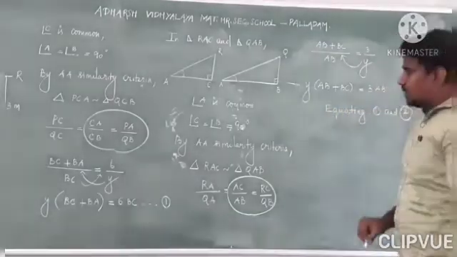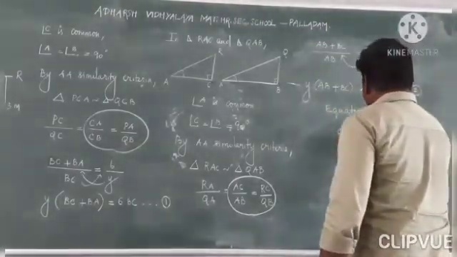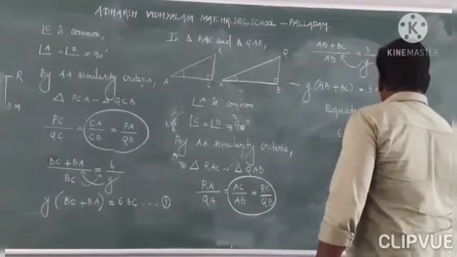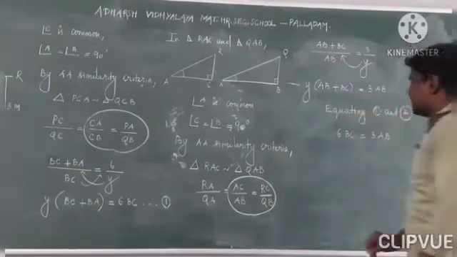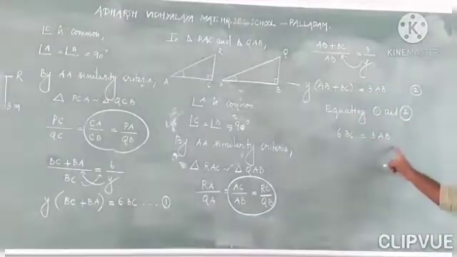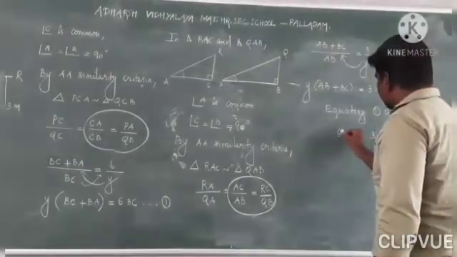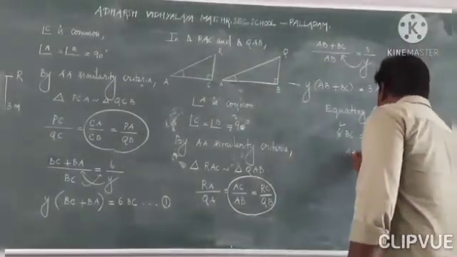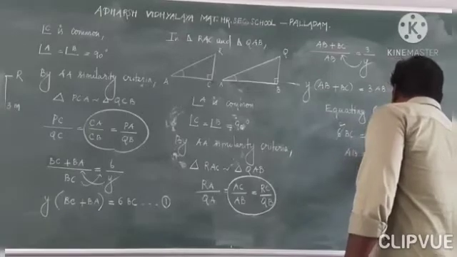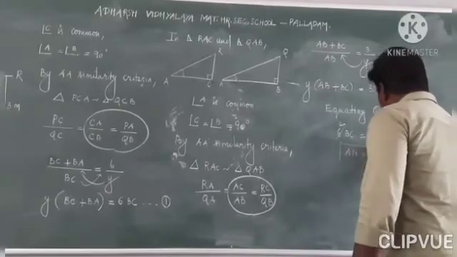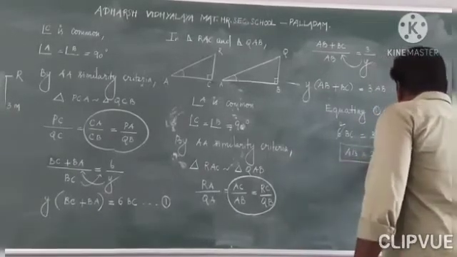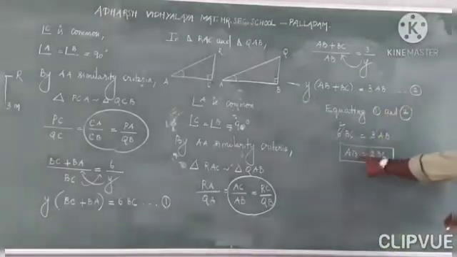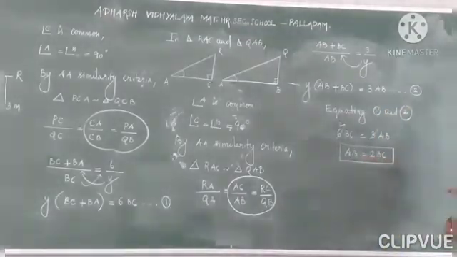If we equate 1 and 2, what do we get? 6 times BC is equal to 3 times AB. If you cancel 3 on both sides, AB is equal to 2 times BC. So the value of AB is 2 times BC.